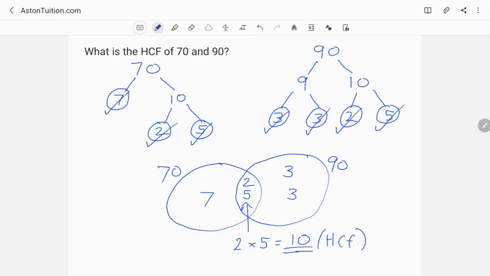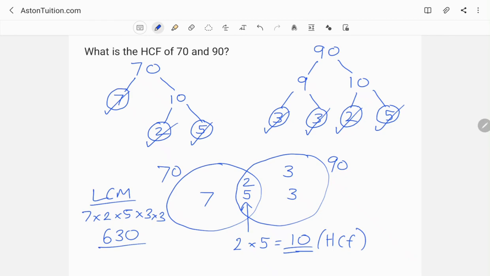is 10. If you were asked to work out the lowest common multiple of 70 and 90, so the lowest number that is a multiple of both of them, then you would multiply all the numbers. So you would do 7 times 2 times 5 times 3 times 3. So 7 times 2, 14 times 5, 70 times 3, 210 times 3. So that's 630, which is the lowest common multiple of 70 and 90.